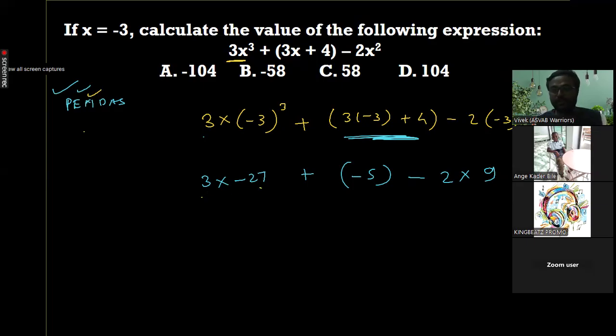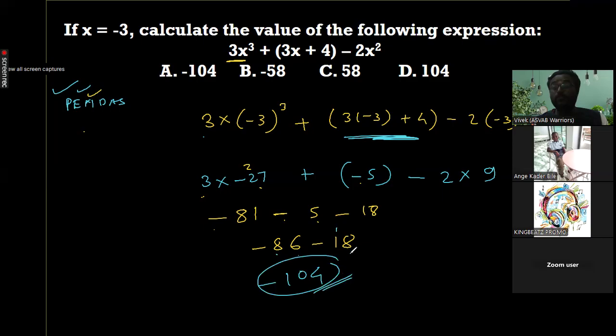3 times negative 27. So 7 times 3 is 21. Carry the 2 over. 3 times 2 is 6 plus 2 is 8. Negative 81. This plus times minus will become minus 5, minus 18. Now, if there are two minuses, you basically add the numbers and take the negative sign. This will become negative 86 minus 18. So we have 8 plus 6 is 14, carry the 1 over. 8 plus 1, 9 plus 1, 10. And take the sign of both of them, which is nothing but negative 104.